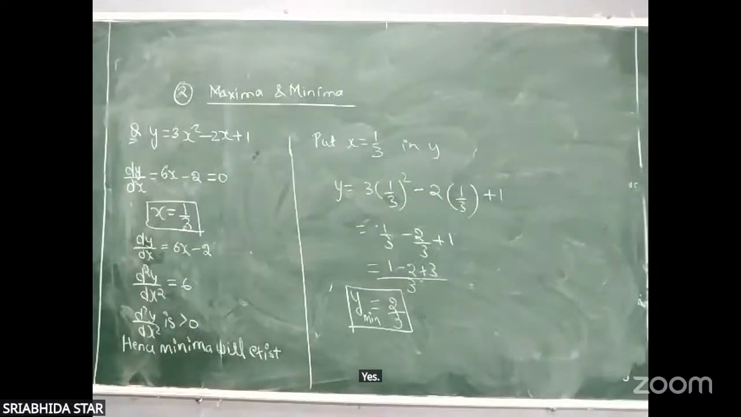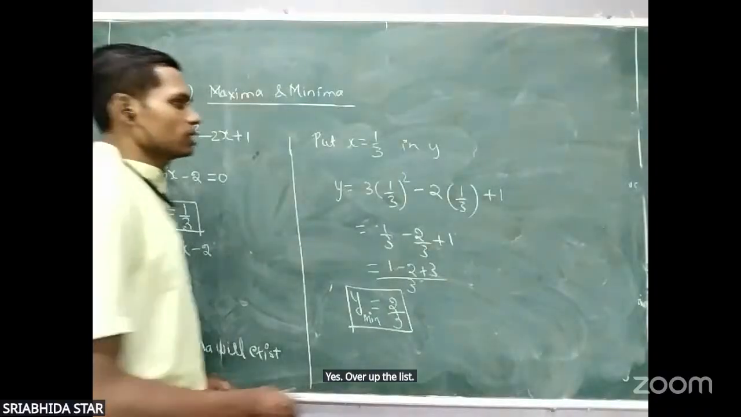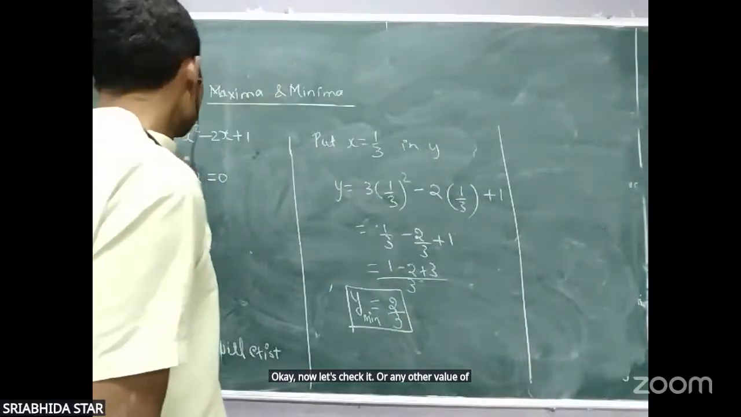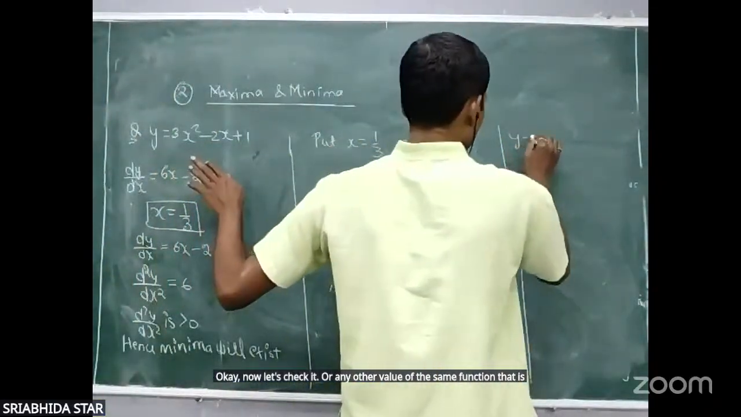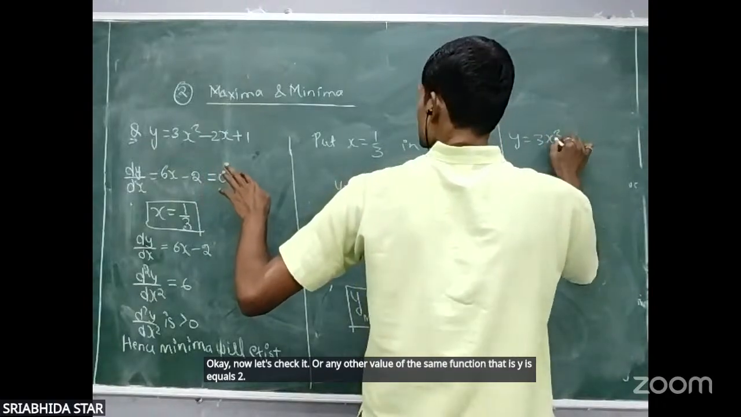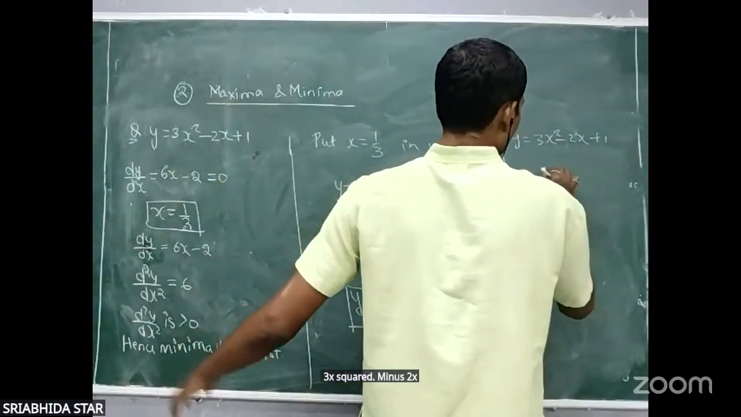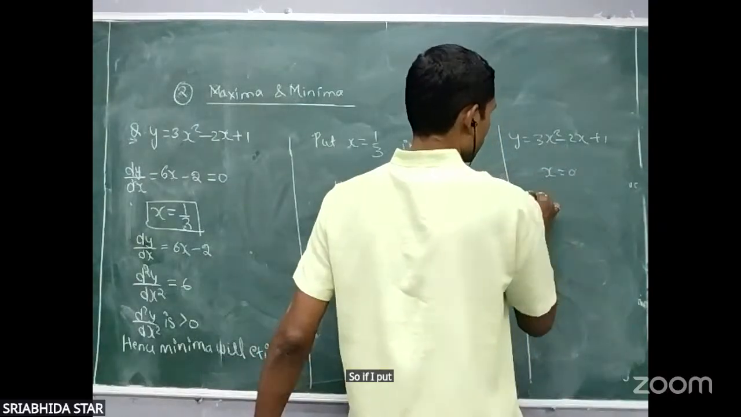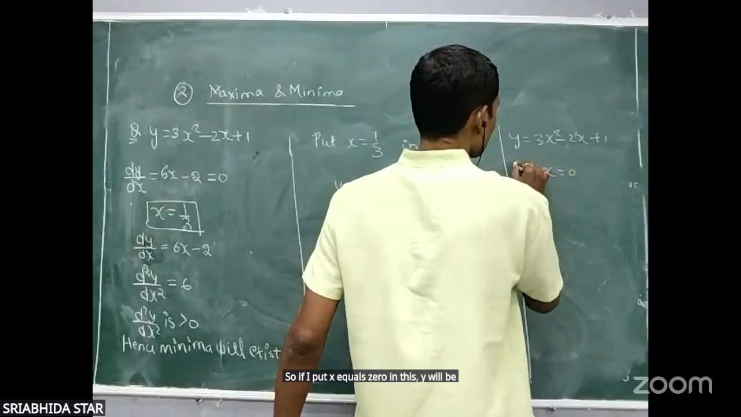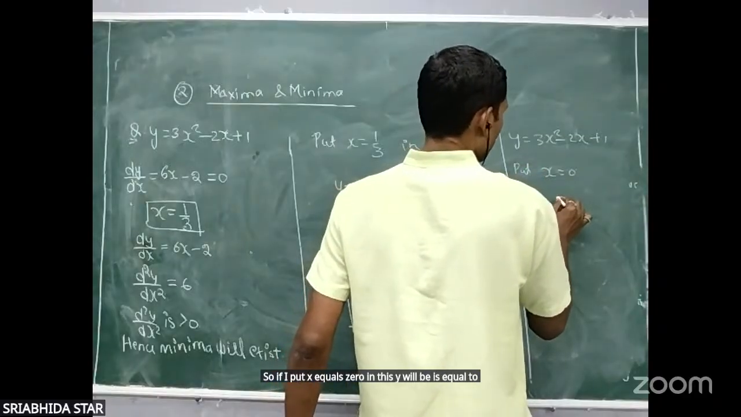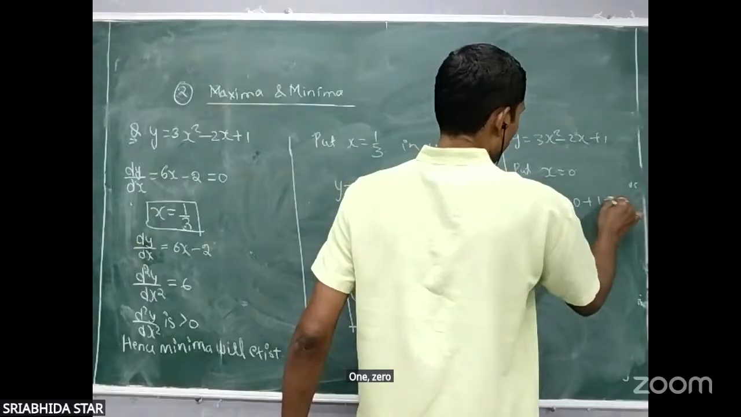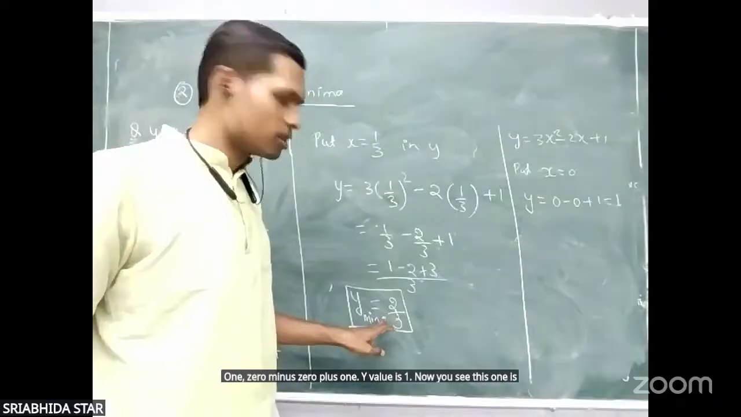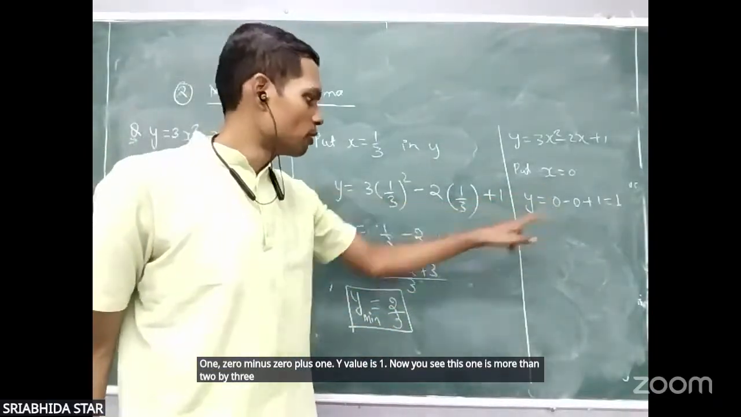Okay, now let's check it for any other value of x. The same function, that is y equals 3x square minus 2x plus 1. My favorite value is to put x equals 0. It is very easy to check. So if I put x equals 0 in this, y will be equal to 0 minus 0 plus 1. So the y value is 1. Now you see this 1 is more than 2 by 3.